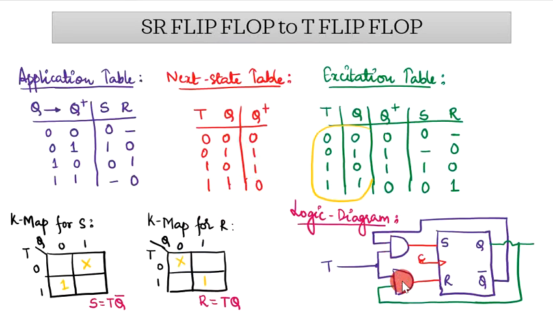If you would have observed, the strategy that has been used for the conversion is the same throughout. We obtain the application table, the next state table, the excitation table, simplify using the Karnaugh maps, and then draw the logic diagram.